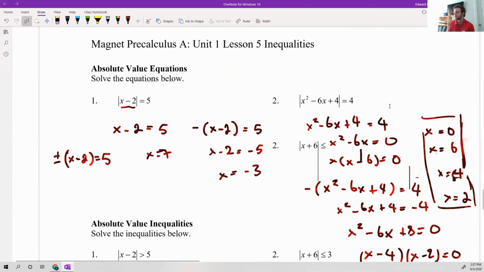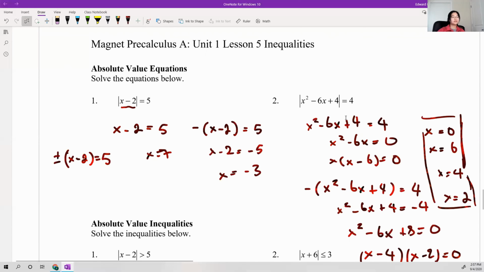Sweet. And we can also double check 0. We get 0 minus 0 plus 4. That's 4. Wonderful. If we plug in 6, we get 36 minus 36 plus 4. That's 4. If we plug in 4, we get 16 minus 24, which is -8 plus 4, which is -4. So the absolute value of that is 4. And if we plug in 2, we have 4 minus 12, which is, once again, -8 plus 4, which is -4. And its absolute value is 4. All 4 of these answers are valid.